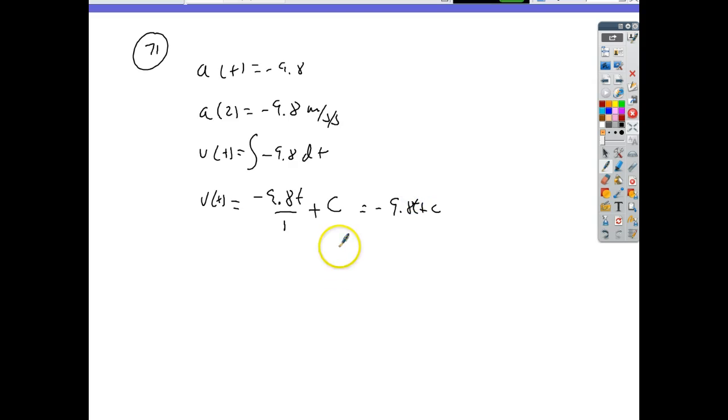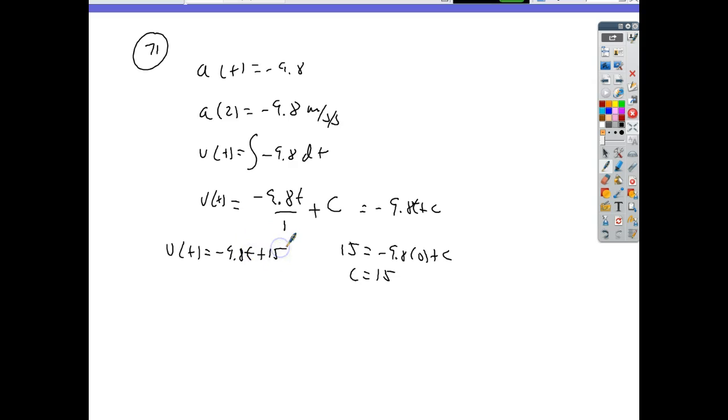So officially: 15 equals negative 9.8 times 0 plus c, so c equals 15. Agreed? If you're really confused, using the initial condition is going to work just about every single time. So velocity with respect to time is negative 9.8 t plus 15.